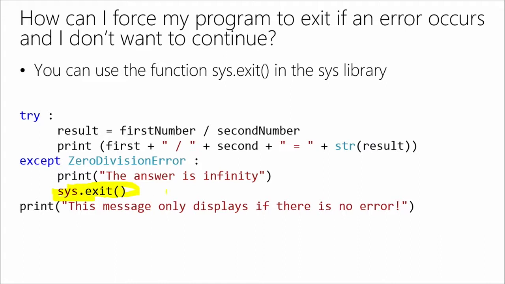In that situation, with this code, if you get the 0 division error, when it hits this exit, it exits, and this line of code will never execute. Now, what if I had a finally, Christopher? Finally is guaranteed to run.